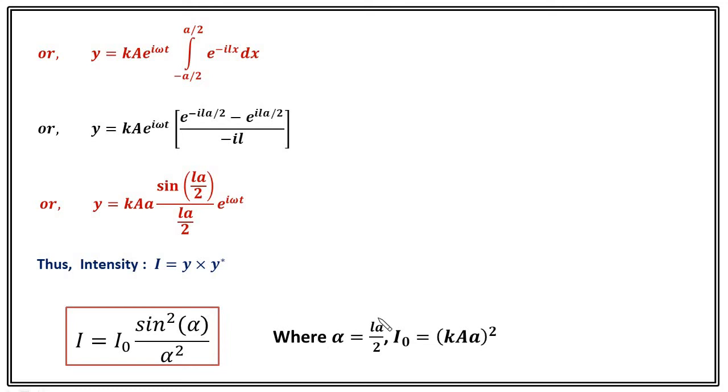Because alpha depends upon L, which depends upon theta. If theta varies, L will change, and as a result alpha will change. So alpha is our parameter which decides the intensity at each point, right? Now we got the intensity. Now it's time to calculate the condition for maxima and minima.